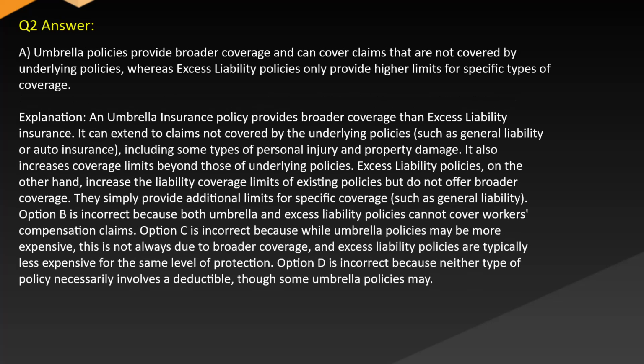Answer A. Umbrella policies provide broader coverage and can cover claims that are not covered by underlying policies, whereas excess liability policies only provide higher limits for specific types of coverage. Explanation. An umbrella insurance policy provides broader coverage than excess liability insurance. It can extend to claims not covered by the underlying policies, such as general liability or auto insurance, including some types of personal injury and property damage. It also increases coverage limits beyond those of underlying policies.